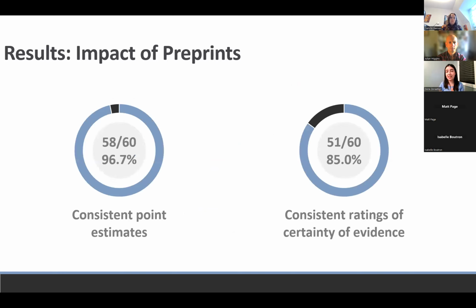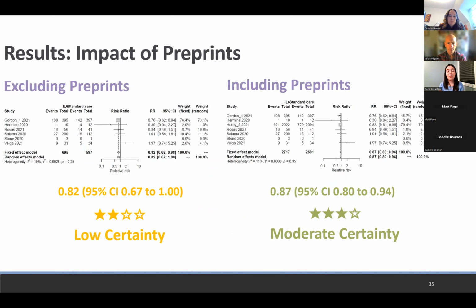Except for 2 cases, meta-analyses, including and excluding evidence from preprints, actually produced point estimates that were consistent as to whether the therapeutics indicated benefit, no appreciable effect, or harm. But while the point estimates were generally consistent, there were 9 meta-analyses for which including versus excluding preprints produced different ratings of the certainty of evidence. For example, consider the case of IL-6 receptor blockers, tocilizumab and sarilumab that are now part of standard care for COVID.